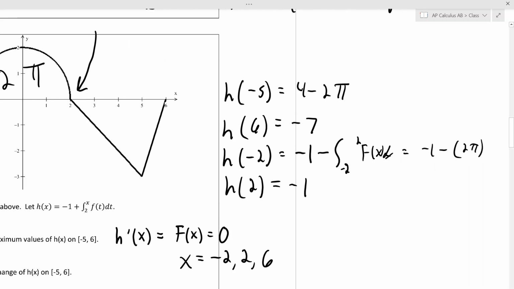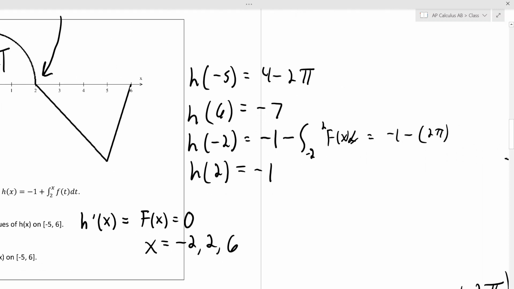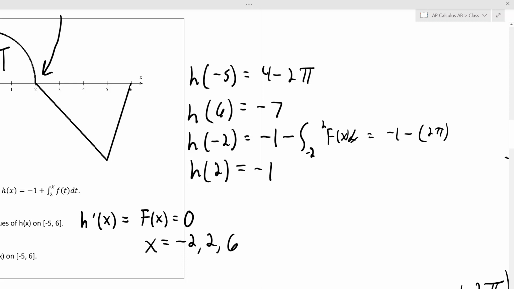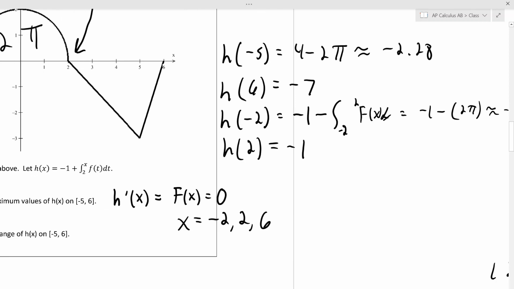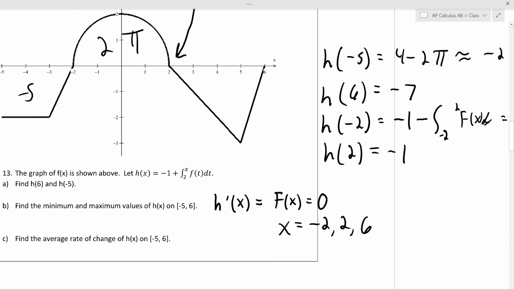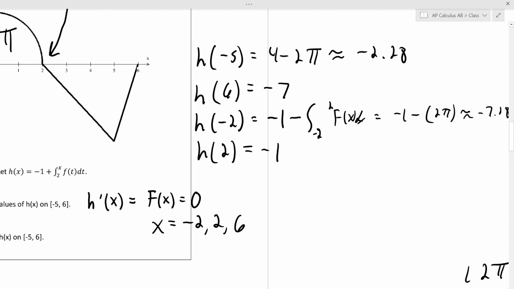Anyway, you can also check these numbers out. Whichever one's the largest is the max, whichever one's the smallest is the min. And yeah, you got to kind of eyeball this a little bit, but 4 minus 2 pi-ish is like negative 2.28-ish, right? Negative 1 minus 2 pi is like negative 7.28-ish. Cool. Oh, so h of negative 2 is my minimum? Because it went up 6.28 and then down 6 again. That makes sense. Yep, that's right.